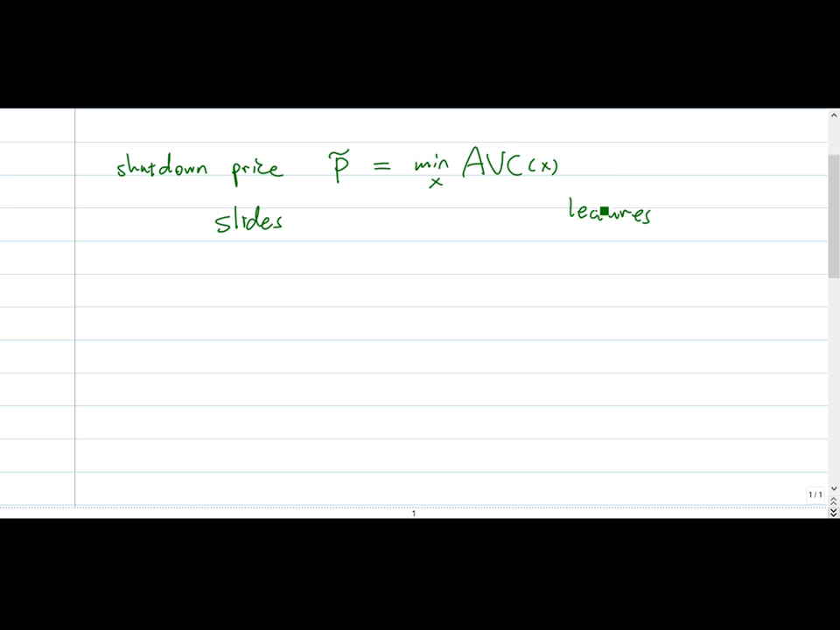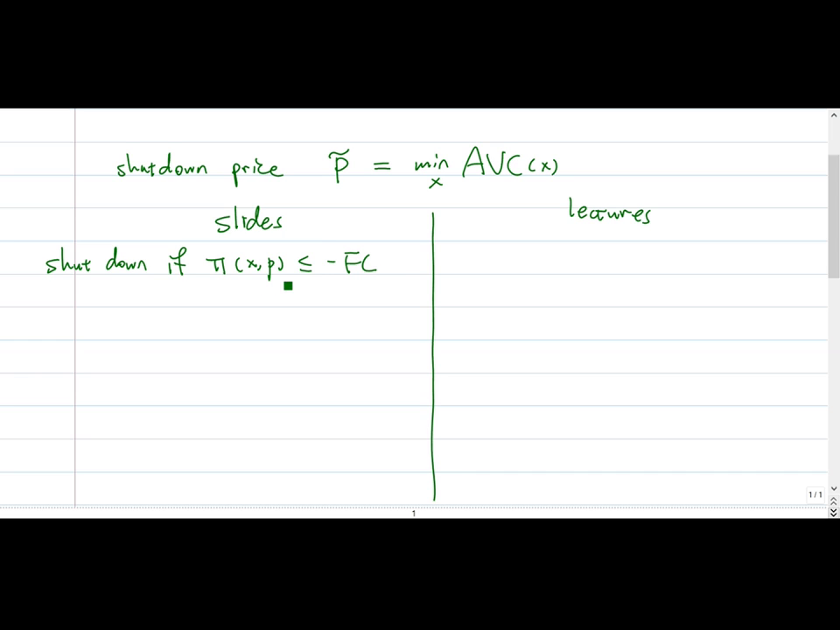The one in the slides is more thinking, and the one in the lectures I think is simpler because it's just mathematics. So I will do both of them and show you that they are actually the same. The common thing is a firm, as I said in the lecture, should shut down if its profit is less than or equal to minus the fixed cost.